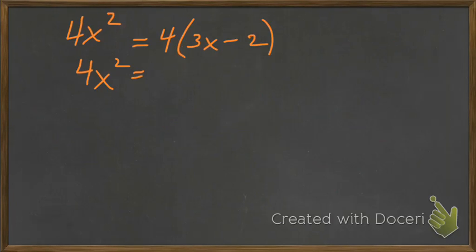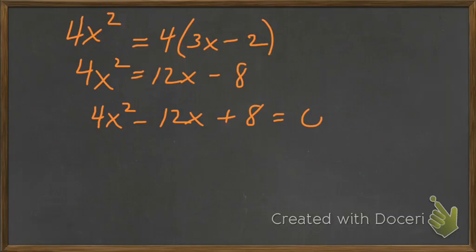Four times 3x gives us 12x. 4 times negative 2 is negative 8. To get those 2 answers, we need a 0 on one side. We'll move 12x to the other side with subtraction. Move 8 to the other side with addition. Let's solve by factoring. There is a GCF. Take out that greatest common factor of 4.